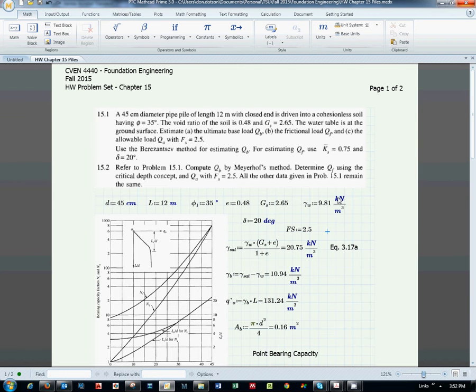Okay, chapter 15, problem number 2. Basically, it says redo problem 1. It's got some goofiness to it.